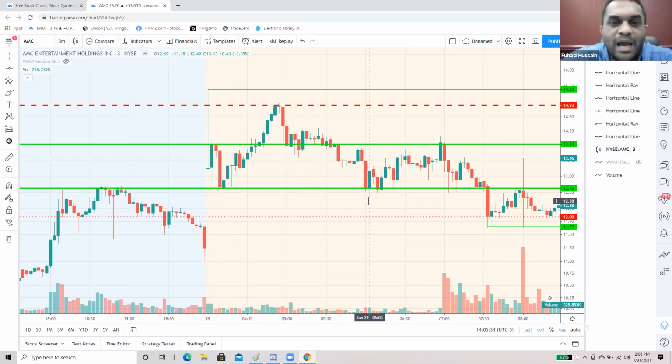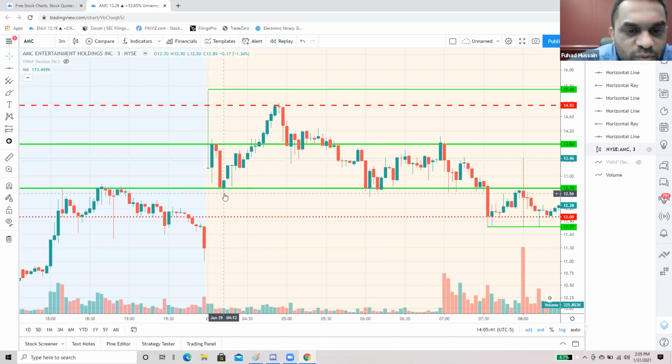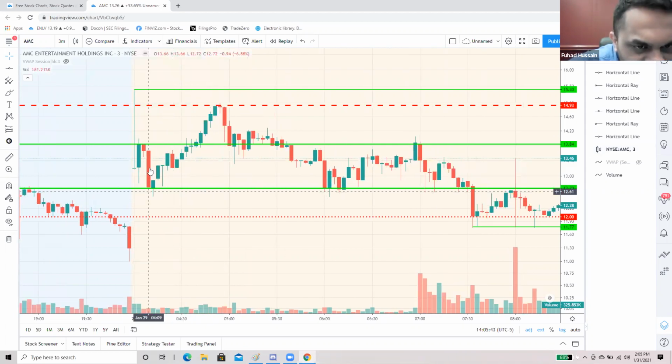Hey, you know what? There's some buyers here. There's some sellers over here. Are you guys with me so far or no? Yes. We're looking for wicks. So that's what wicks means. So I'm looking at wicks near my support and resistance line.